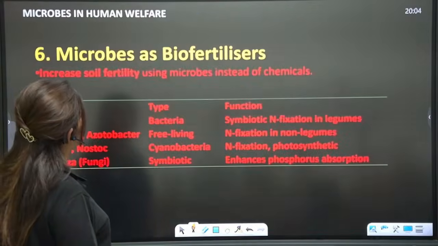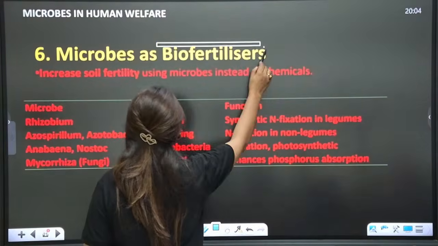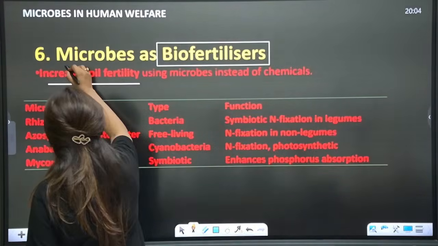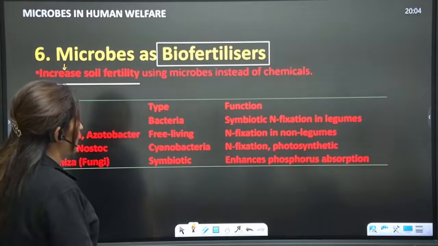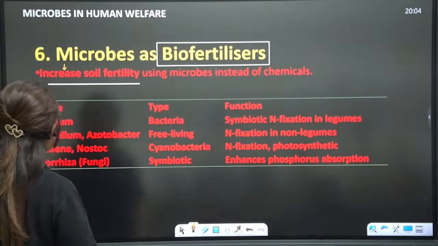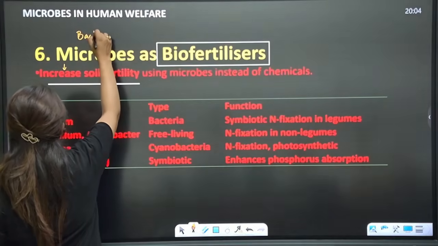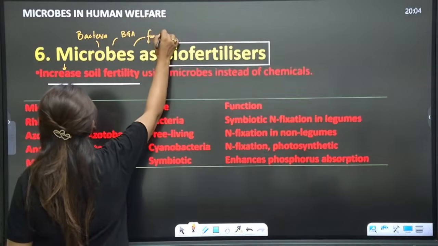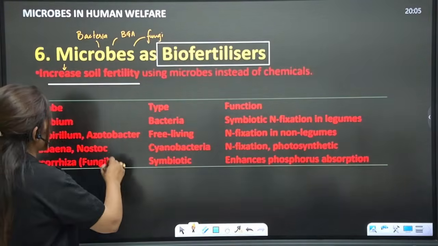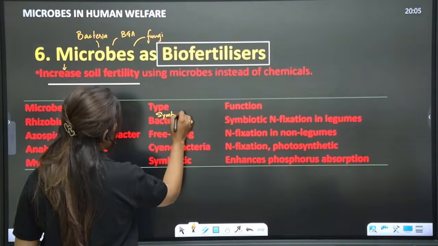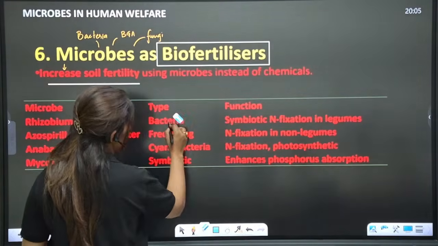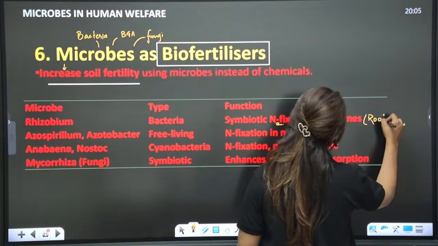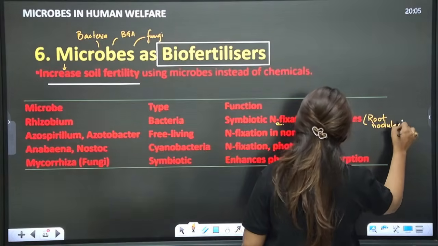Now, coming on to the last part of the chapter, that is biofertilizers. Instead of using chemicals, we use microbes to increase soil fertility, and those microbes are called biofertilizers. They can be bacteria, blue-green algae, or fungi. For example, Rhizobium is a symbiotic bacteria. It lives in the root nodules of legumes and helps in nitrogen fixation.